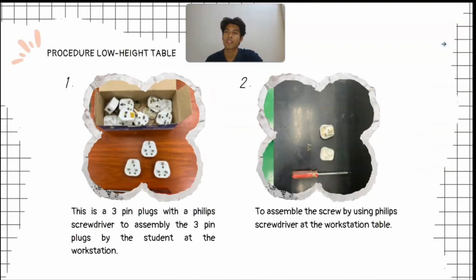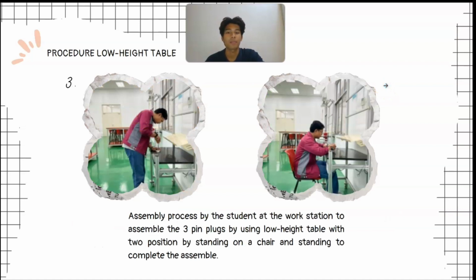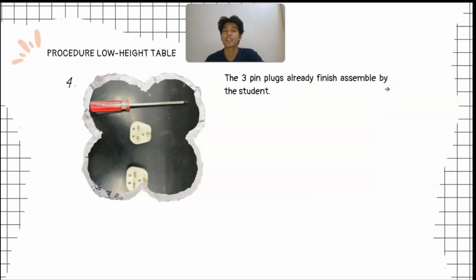So next, I will tell about the procedure for the low height table. First step, this is a 3 pin plug with a Phillips screwdriver to assemble the 3 pin plug by the student at the workstation. Second step, to assemble the screw by using the Phillips screwdriver at the workstation's table. And third step, assembly process by the student at the workstation to assemble the 3 pin plugs by using the low height table with 2 positions, sitting on a chair and standing, to complete the assembly. The last step, the 3 pin plugs are already finished assembled by the student.